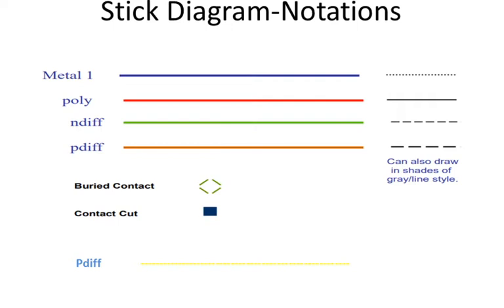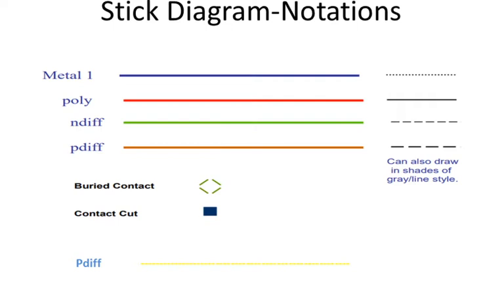N diffusion is drawn in green color. P diffusion is drawn in brown color or in yellow color. Some designers use brown color to draw P diffusion, and some designers use yellow color to draw P diffusion. Buried contact. Buried contact is used to provide the contact between the polysilicon gate material and the junctions.